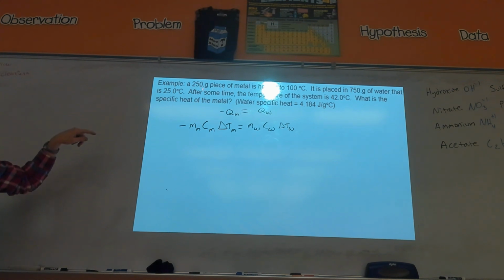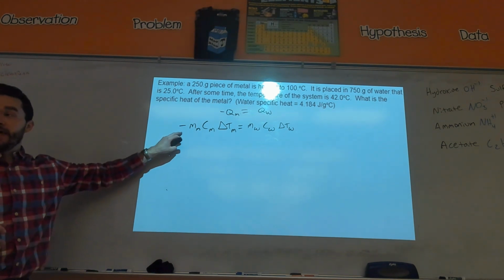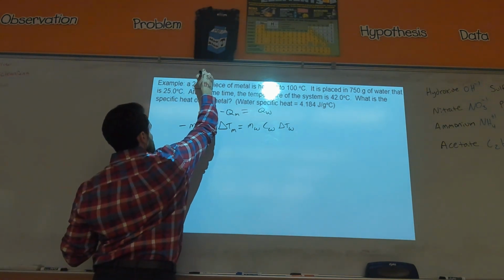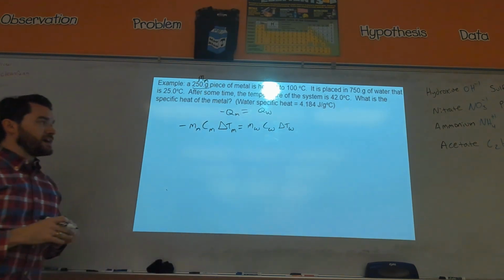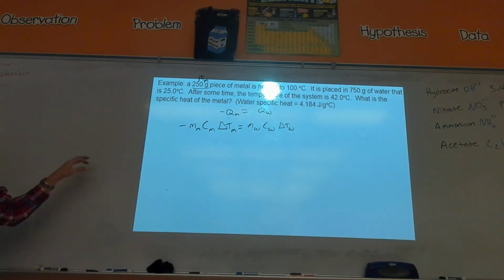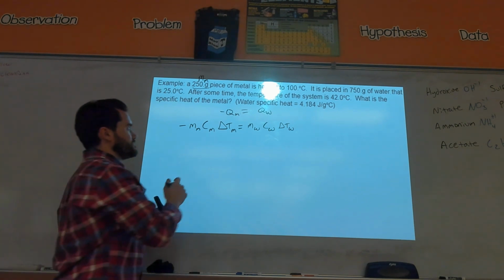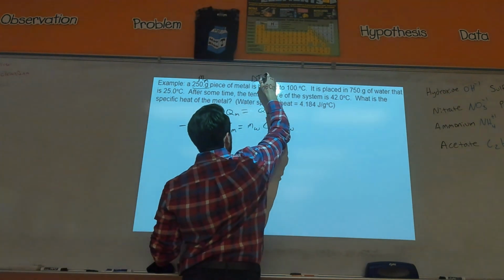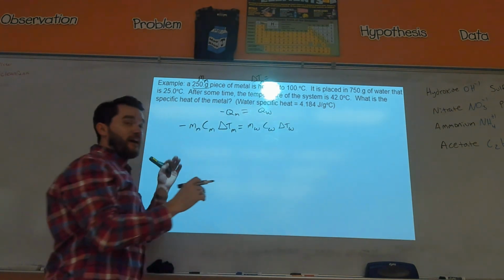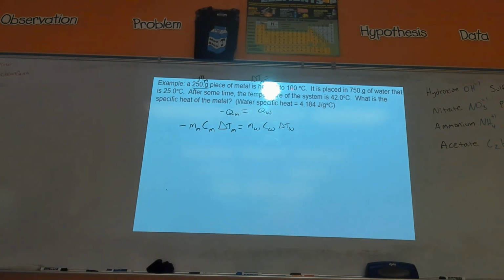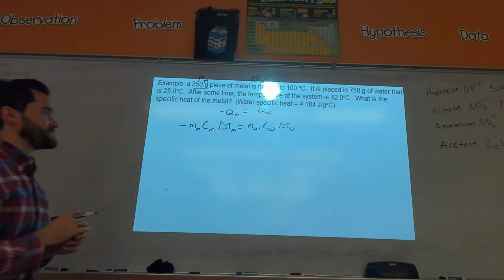A 250 gram piece of metal, which of these variables would that be? This is the first one, m sub M, the mass of the metal. It is heated to 100 degrees Celsius. Now, we have the delta T of the metal, final minus initial. What would the 100 degrees Celsius be? That would be my final temperature and my initial temperature. No. That's the initial temperature.